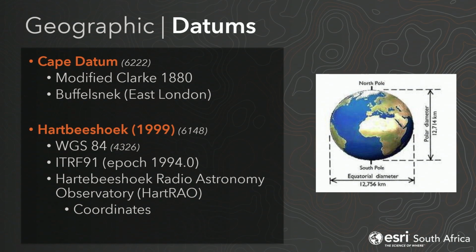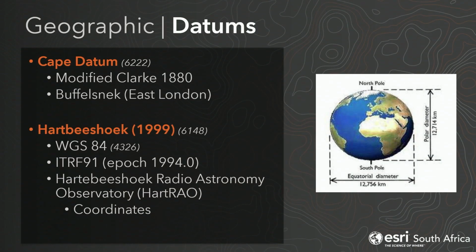So in South Africa, up until 1999, we used to use a representation called the Modified Clark 1880. And this had been localized in Buffels Neck in the Eastern Cape in East London. This is where they had taken this Modified Clark 1880 spheroid and placed it on the South African surface. And we did all our measurements from a datum point of view from this origin. In those small brackets in the italics, I've used the European Petroleum Standards body codes for the datums, if you were wondering what that is. So if you ever go and do a search, that will come back to the Cape datum.